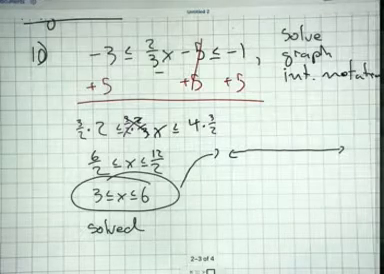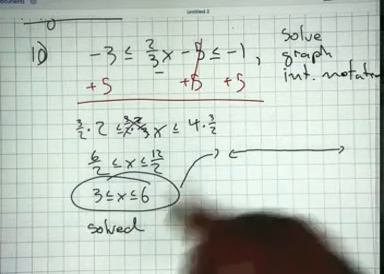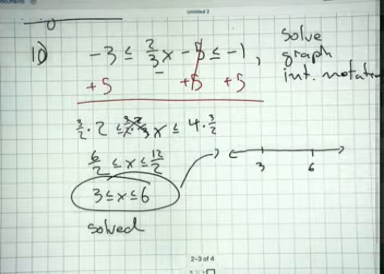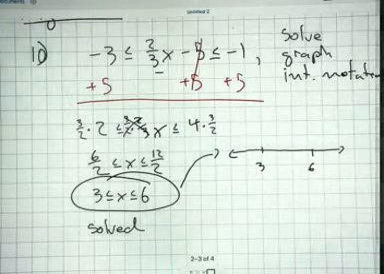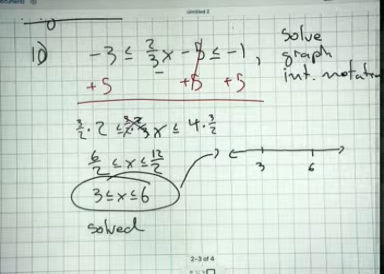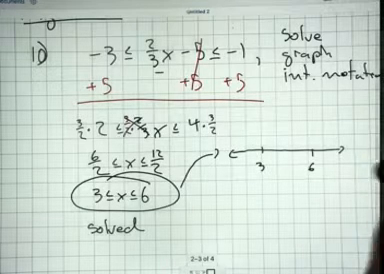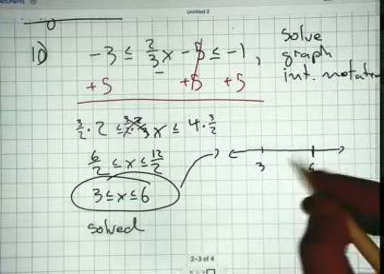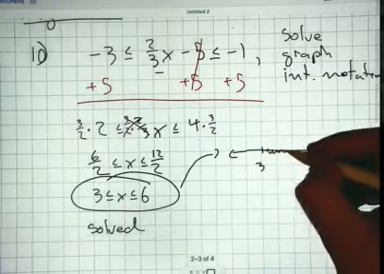So the only numbers I care about are 3 and 6. I don't care about 0. I don't care about the 4, the 5. I don't care about anything else. I just care about the 3 and the 6. X is sandwiched in between those.